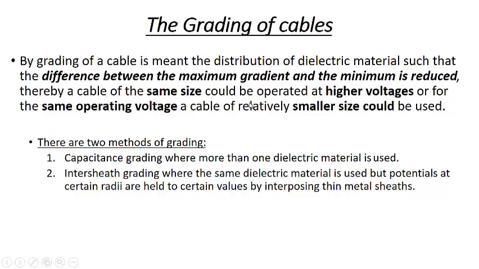Thereby, the cable of the same size could be operated at a higher voltage, or for the same operating voltage a cable of relatively smaller size could be used. So this is the prime motive of the grading of cables. There are usually two methods of grading of cables. One is capacitance grading, where more than one dielectric material is used. Another is intersheath grading, where the same dielectric material is used, but potentials at certain radii are held at certain values by interposing thin metal sheets, and they are forcibly kept at a particular voltage distribution. We'll see that one by one.